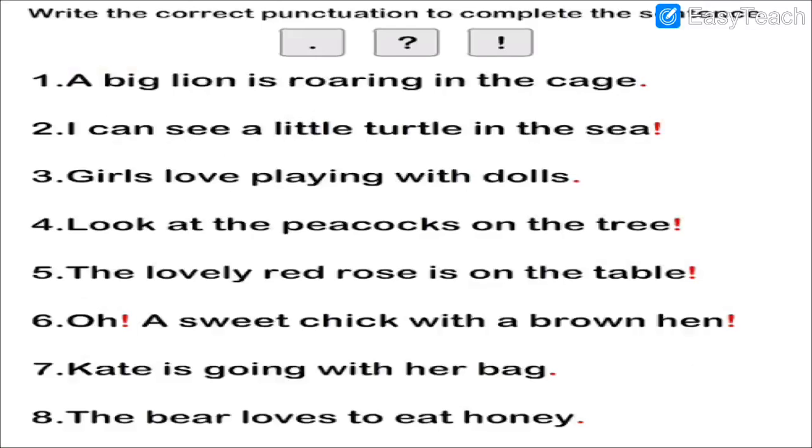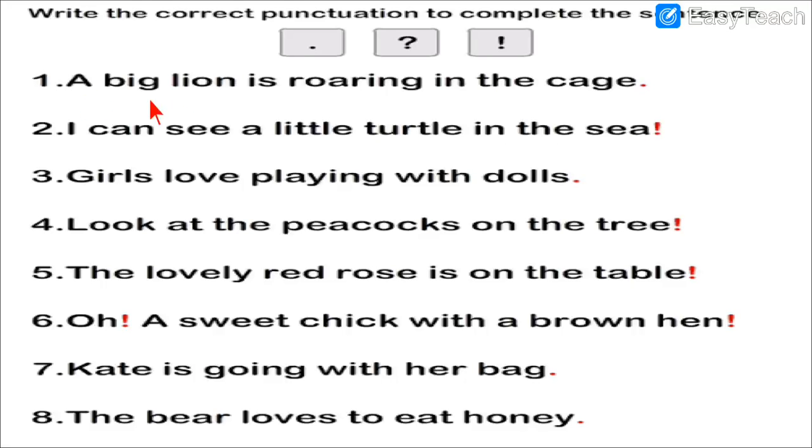Then let us see. See, what is given over here? Write the correct punctuation mark to complete the sentence. In the beginning I had told you that we are going to study the punctuation marks. What are the punctuation marks? Full stop, question mark, exclamation mark. These are 3 punctuation marks that we are going to study. Let us see along with the examples.